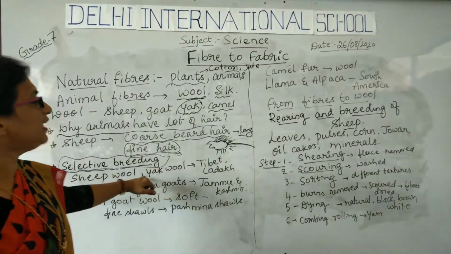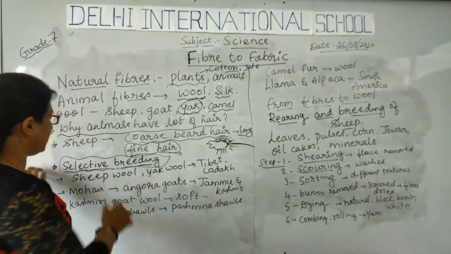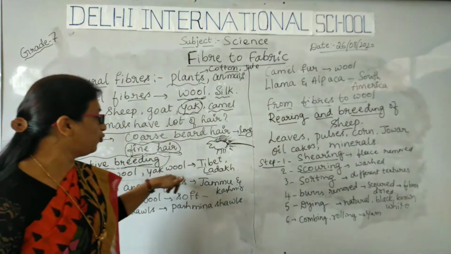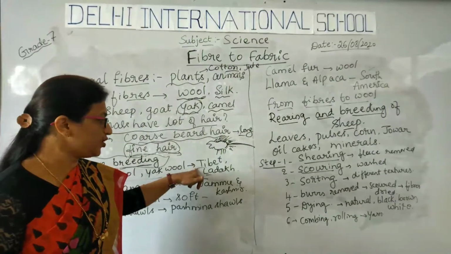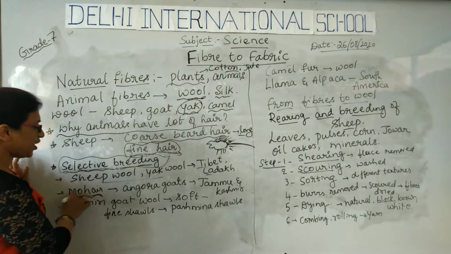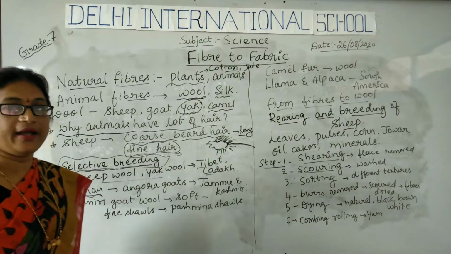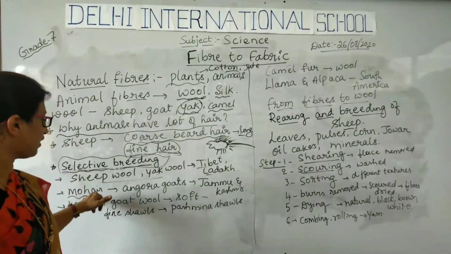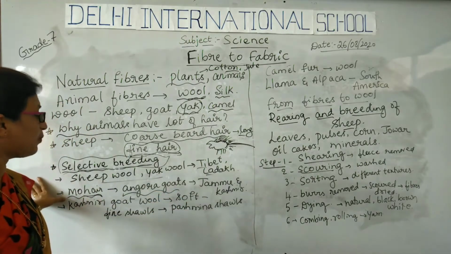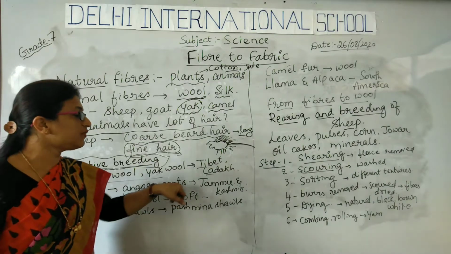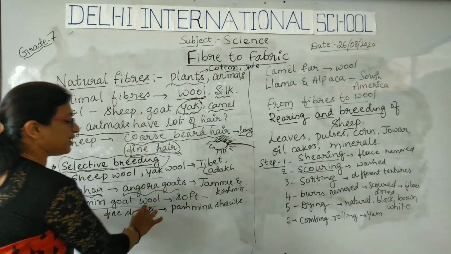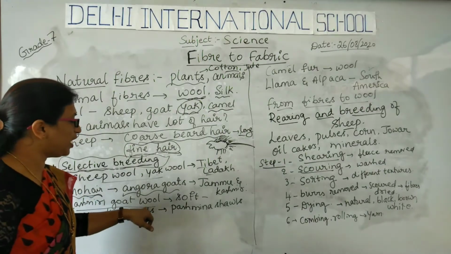Sheep wool and yak wool we can get in Tibet and Ladakh. Good quality sheep wool and yak wool are produced in plenty in Tibet and Ladakh. Mohair is a special type of wool we get from the Angora goats, which are rare in Jammu and Kashmir. Kashmiri goat wool is also famous for its softness.